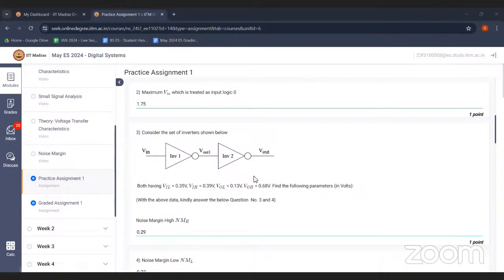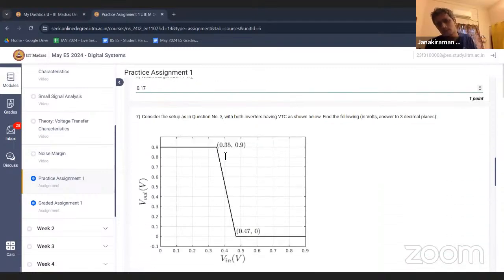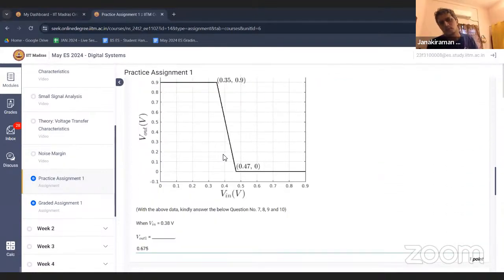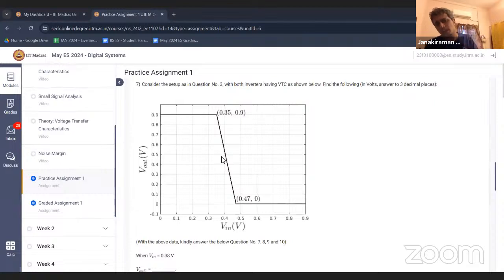Right? So now go down to the transfer characteristic. So see this. Now go to V out here. I am telling you that the input voltage is 0.38 volt. What is V out 1? What is the output of the first inverter?